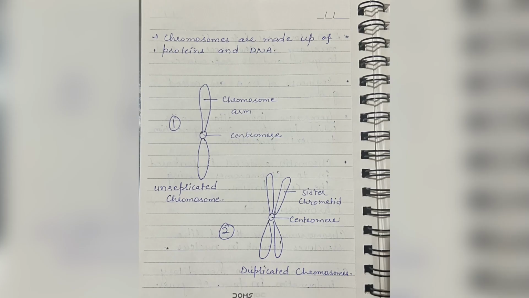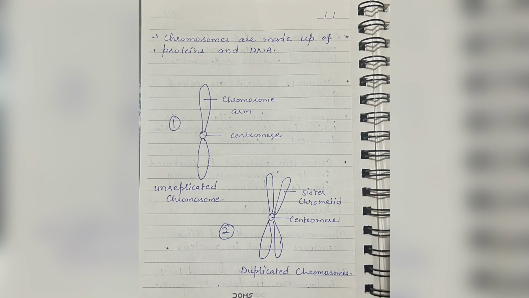First, in diagram 1, you can see there is a single chromosome. The parts you can see are the chromosome arms, and in the center there is a round spherical structure which is known as the centromere. The function of the centromere is to join the chromosome arms together with each other. This first diagram is the unreplicated chromosome.